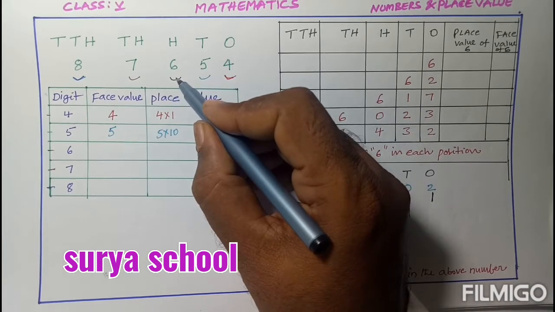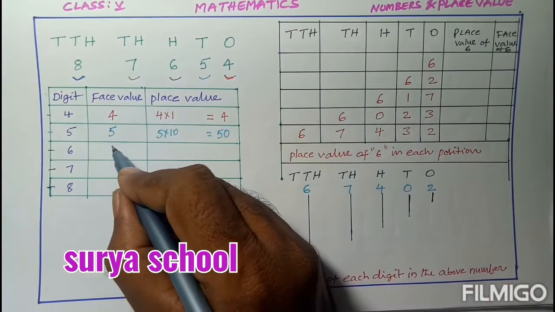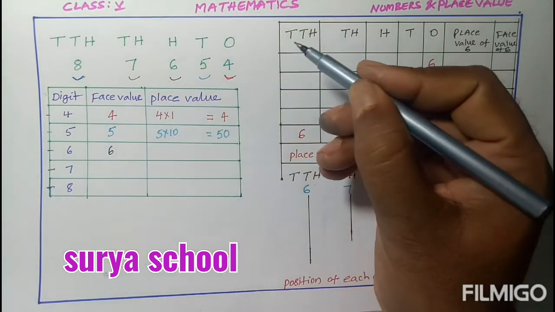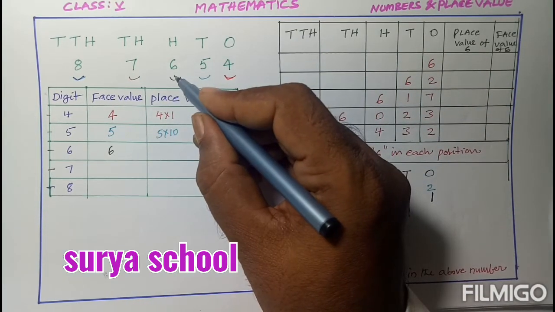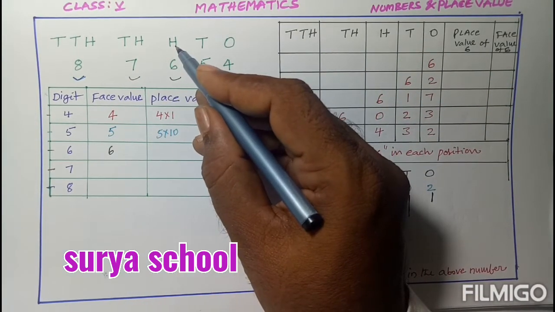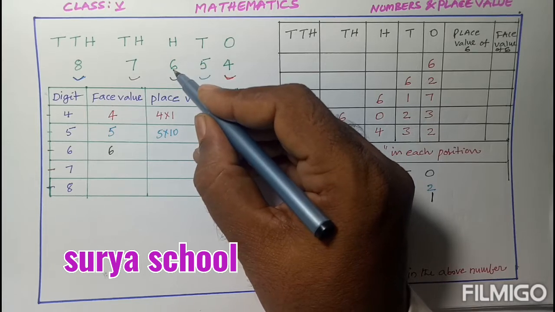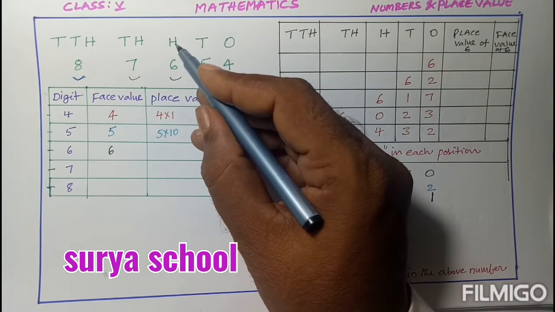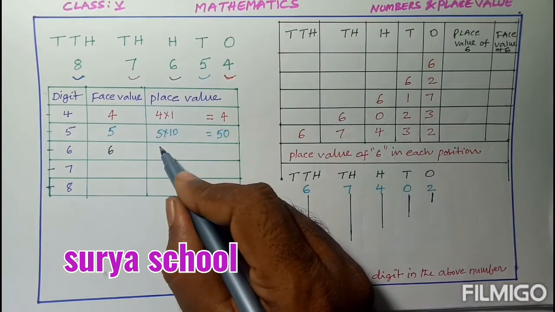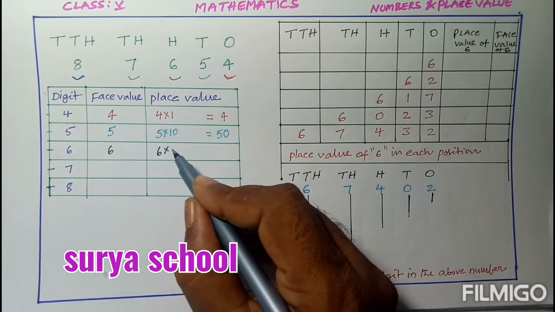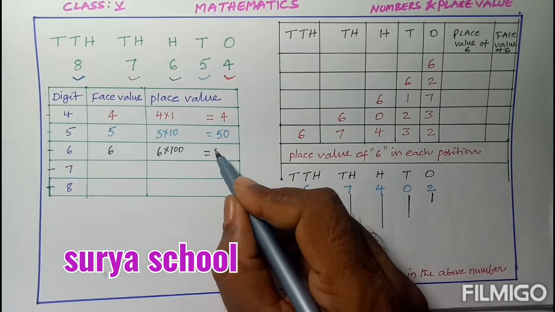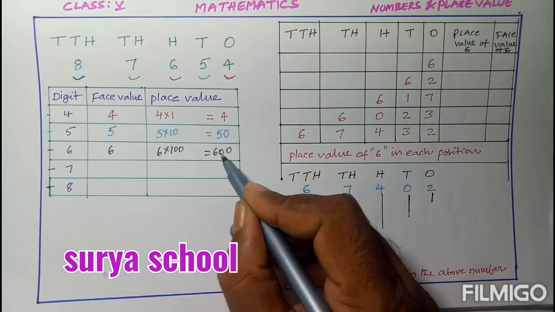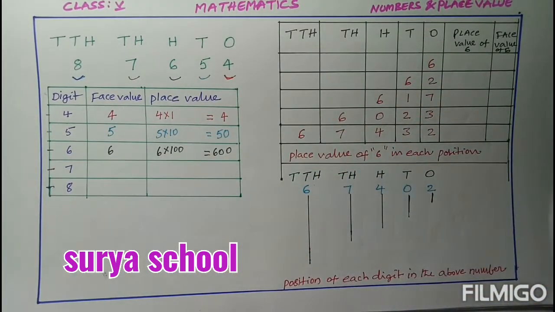Now I am going to take the next digit, that is 6. The face value of 6 is 6 only. Face value never changes. But it is in the hundreds position. The 6 is in which place? Hundreds place. So we have to multiply the 6 with 100. We will get 600. 600 is its place value.